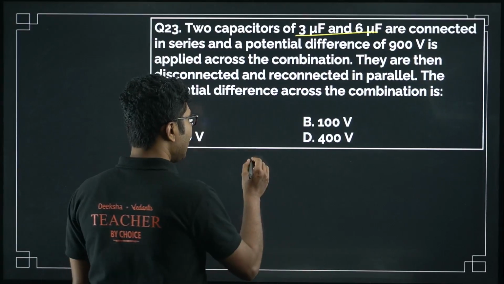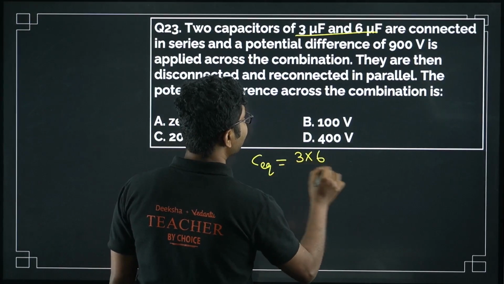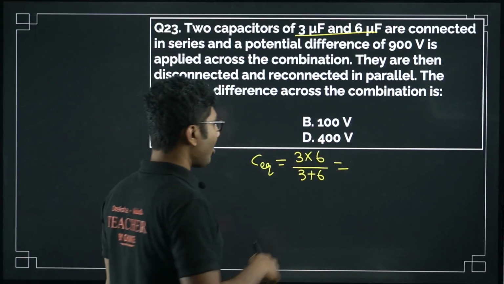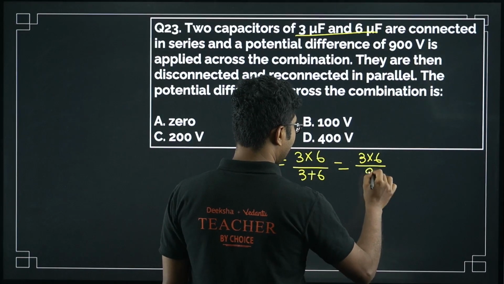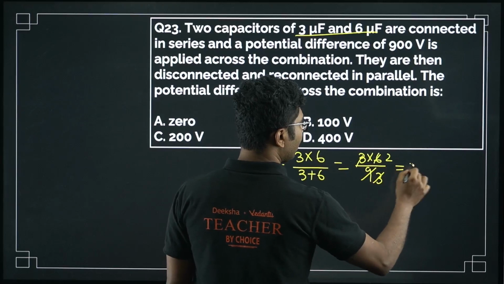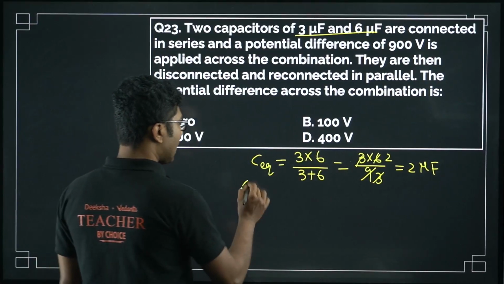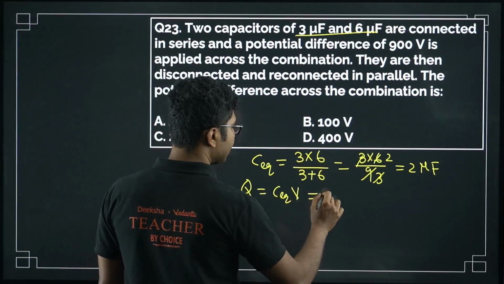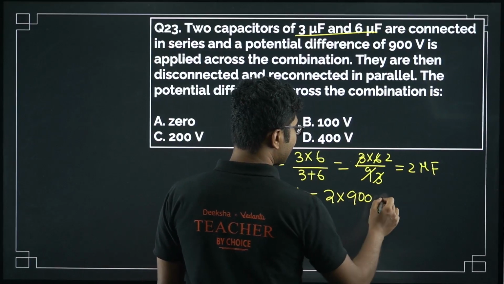So first we have to find the equivalent capacitance. Equivalent capacitance is 3 into 6 divided by 3 plus 6. Okay, in series the formula is opposite to that of resistance. So 3 into 6 divided by 9. 3 3s are 9, 3 2s are 6, so it will be 2 microfarad. 2 microfarad is the equivalent capacitance. So what is the charge stored? Charge stored, Q is equal to C equivalent into potential applied, that is 2 into 900. Microfarad does not matter here. So this is the charge stored.